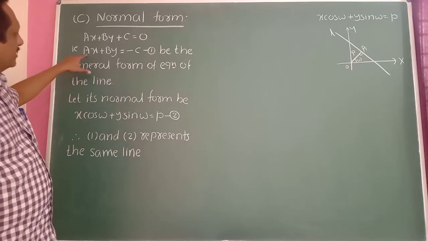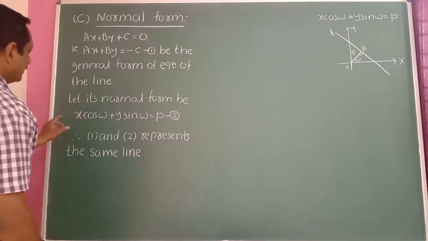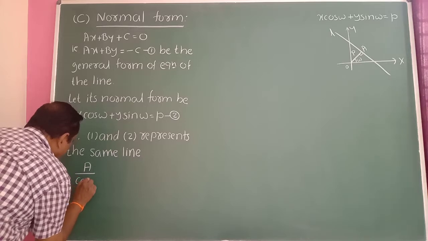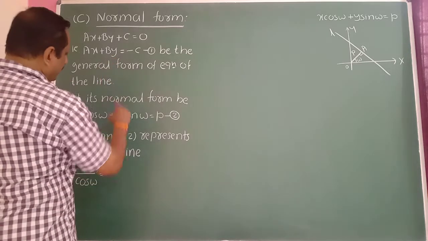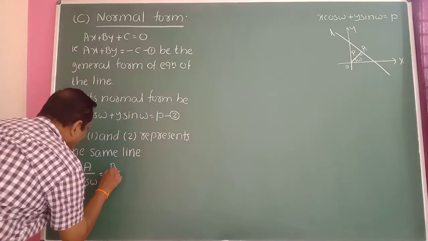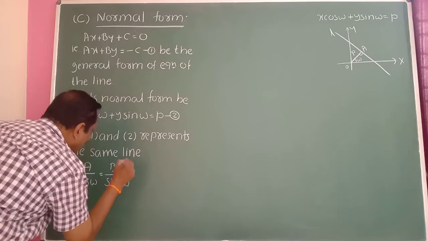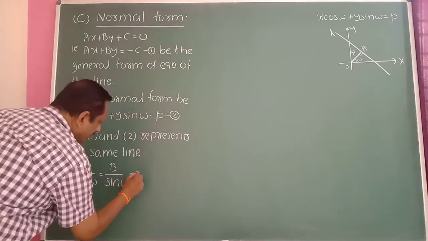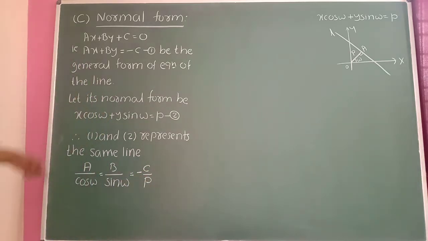Therefore, their coefficients are proportional here. A divided by cos omega is equal to B divided by sin omega, is equal to minus C divided by P. Okay, their coefficients are proportional.